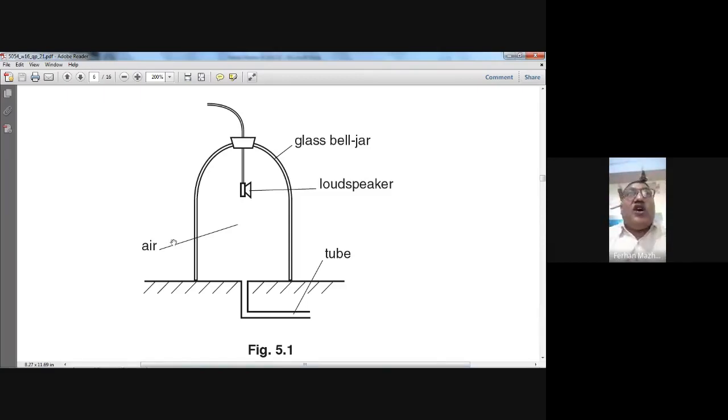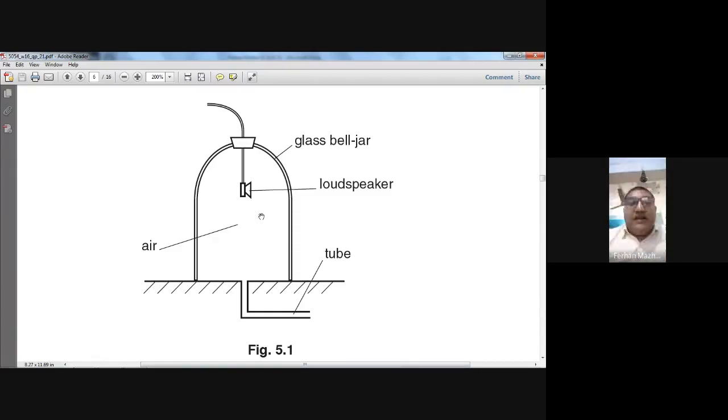The question is why? Because the sound waves require a medium for their travel, and by the vibration of the air molecules, the sound energy travels. So if you start removing the air molecules, the number of air molecules left in the bell jar will gradually decrease. So the transfer of the sound energy by the vibration of the air molecules will be affected. As the air molecules go out, fewer air molecules are left there to carry the energy and give it to the next molecule.